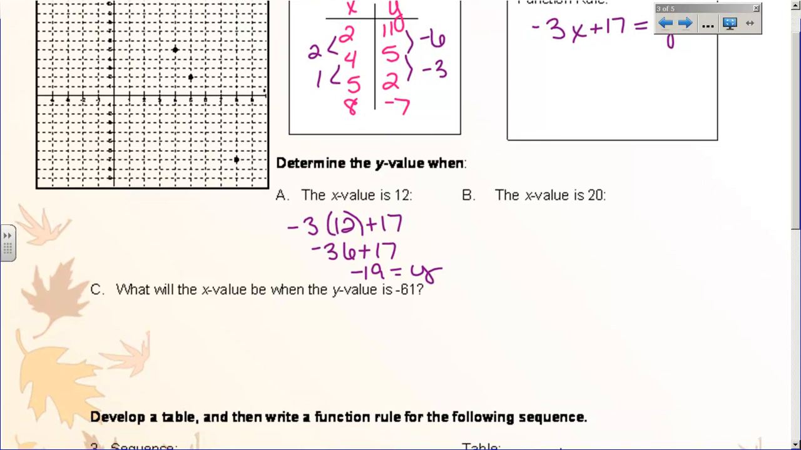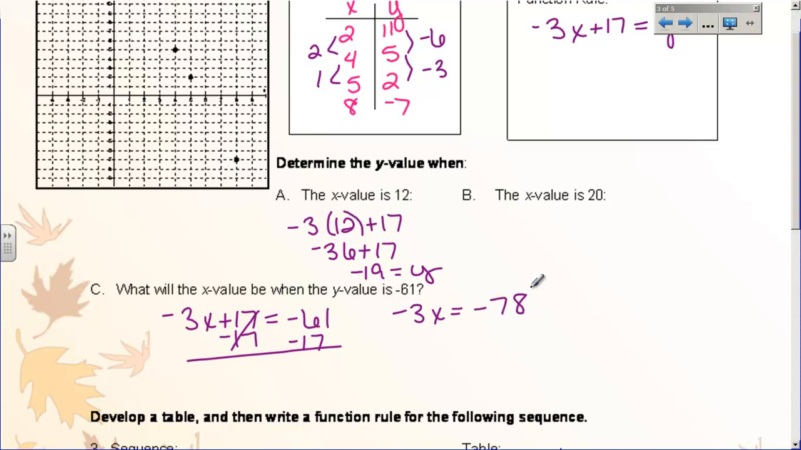But let's go backwards. Now they ask for the x value if the y value is negative 61. Well, here's my function rule, and I know I want it to equal negative 61. So now I have an equation that I can solve. I start by subtracting 17 on both sides. And so I have negative 3x is equal to negative 78.